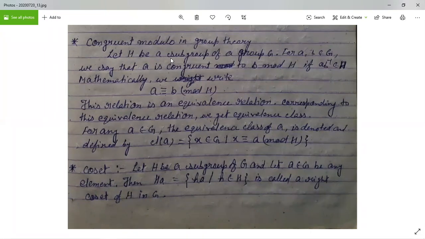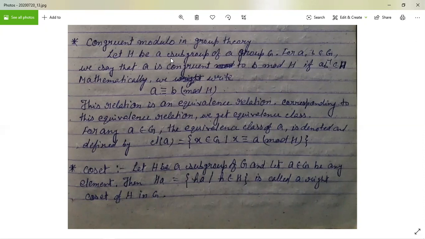If A is congruent to B modulo M, it means that A minus B is divisible by M. Or we can say (A minus B) by M equals K, where K is an integer. This concept will also be used in group theory and is known as congruence modulo in group theory.